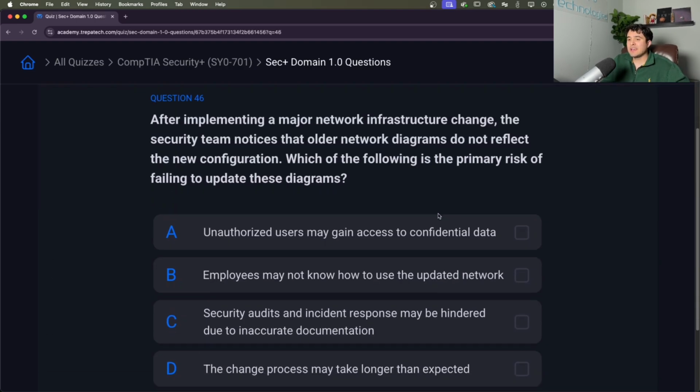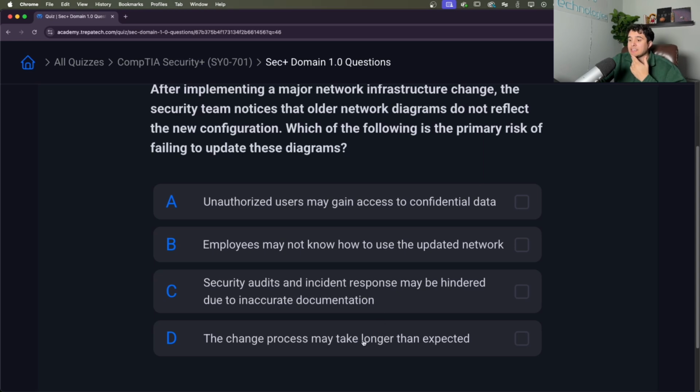Question 46. After implementing a major network infrastructure change, the security team notices that older network diagrams do not reflect the new configuration. Which of the following is the primary risk of failing to update these diagrams? So not unauthorized users. Really what I see here is that the change process didn't happen, so it's not D. It didn't seem like it happened at all, in the proper way, right? Because we would have documentation updates as part of our proper change management.